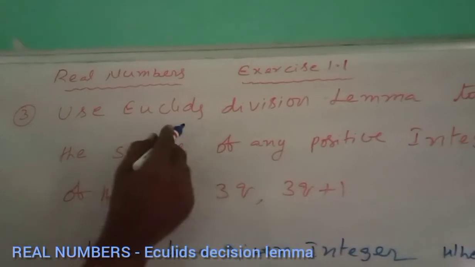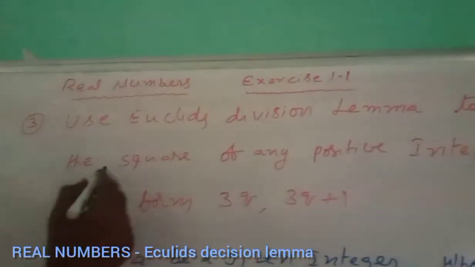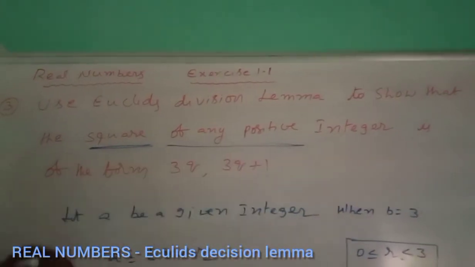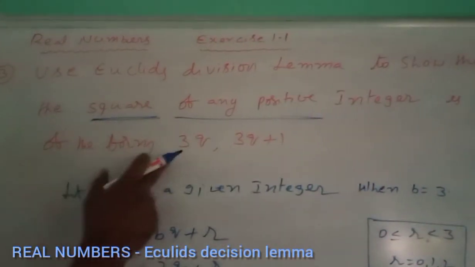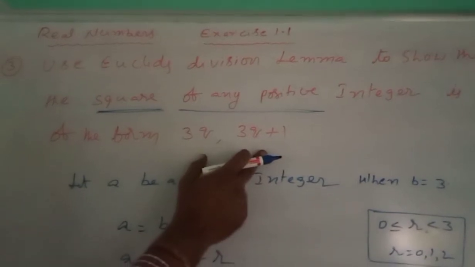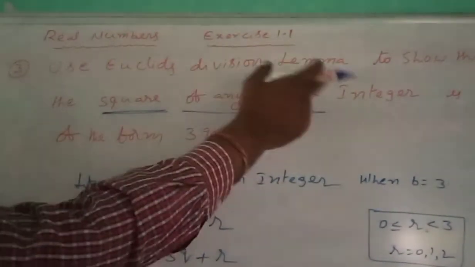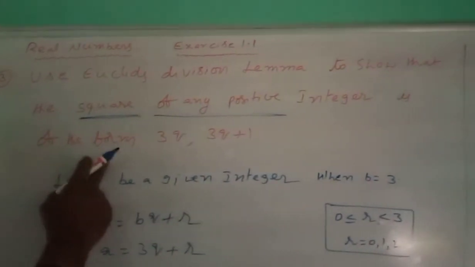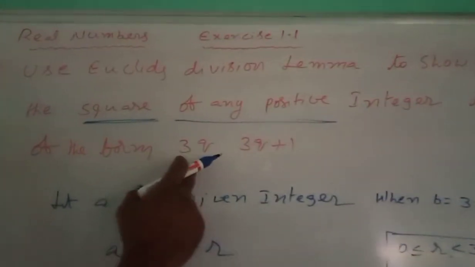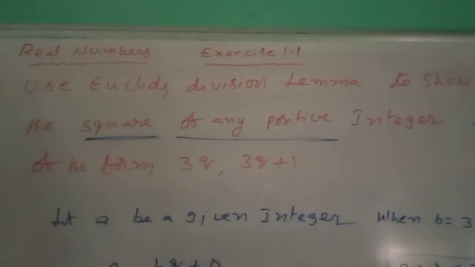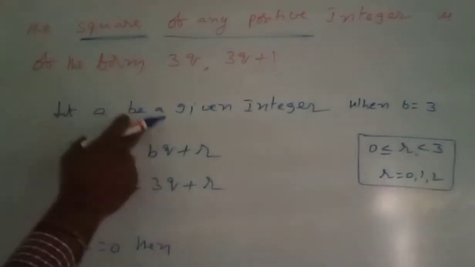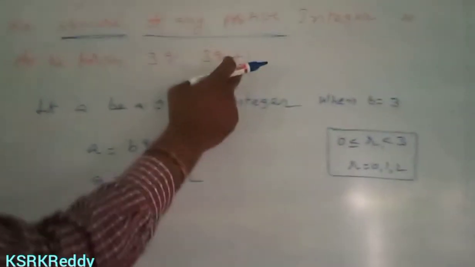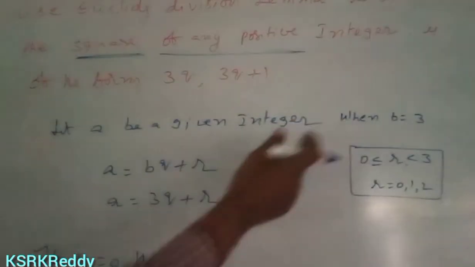Next question: use Euclid division lemma to show that the square of any positive integer is in the form of 3q or 3q plus 1. Let a be a given integer. When b is equal to 3, b value is 3.